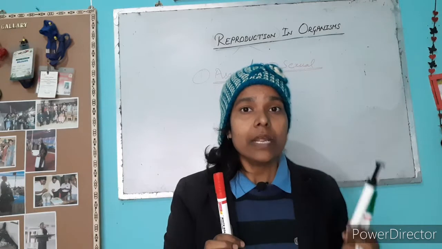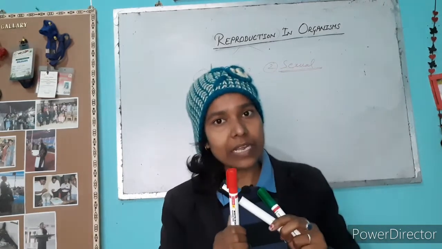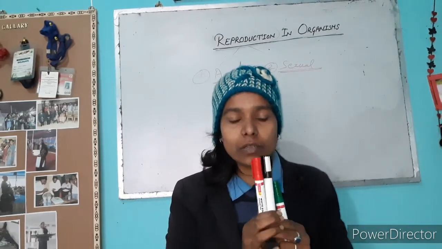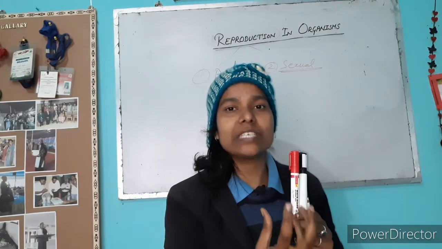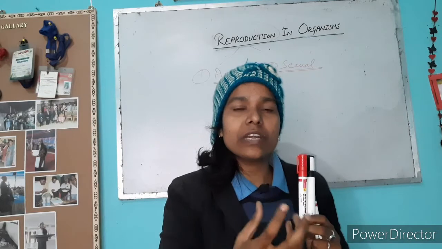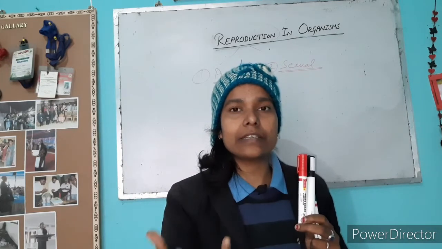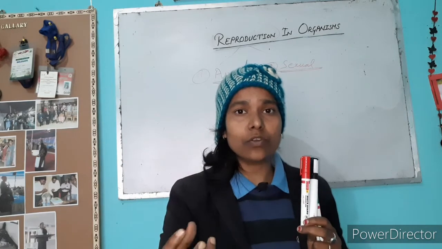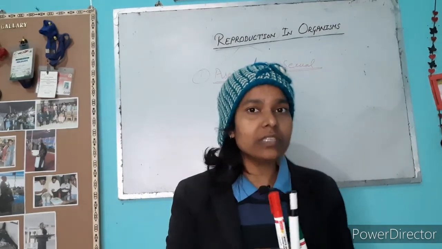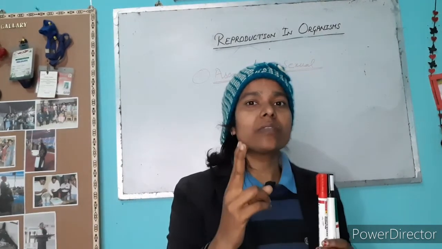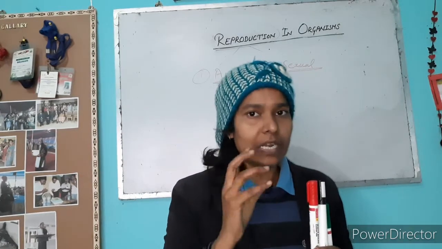Whenever a male gamete fuses with a female gamete, it makes a structure called a zygote. That zygote undergoes cell division and develops into a complete organism. So in sexual reproduction, gametes are needed: two types, the female and the male gamete.